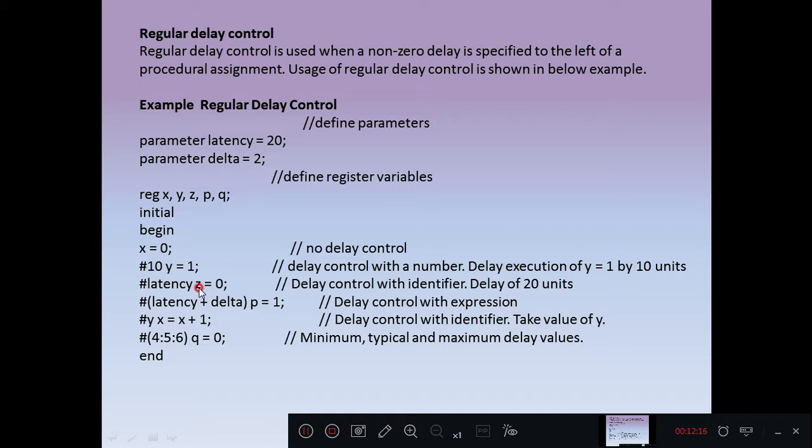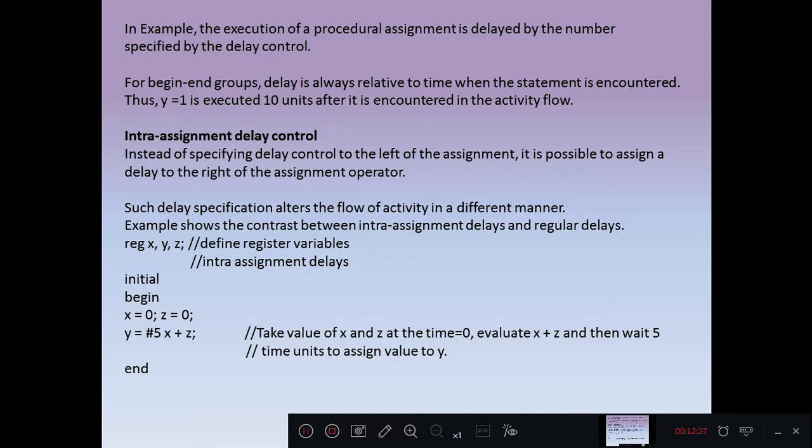In the earlier example on the right hand side, when you are using non-blocking assignment, all the statements are evaluated at once. The assignment is delayed by the delay mentioned. In the example, the execution of the procedural assignment is delayed by the number specified by the delay control. For begin end groups, delay is always relative to the time when the statement is encountered. Thus Y equal to 1 is executed 10 units after it is encountered in the activity flow.